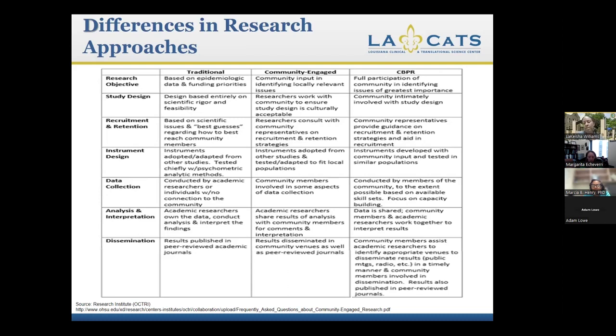And the difference when we look at CBPR is that that community is involved. They're intimately involved, but they may not necessarily provide as much insight and they may not provide as much engagement. And so that's the difference of community engaged, is that those community members definitely have a seat at the table. And so they are involved from the beginning of the development of this project, from the initial stages of having an idea to moving forward.